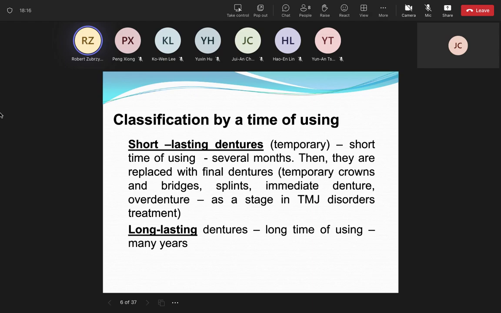Classification by a time of using it. First group is short-lasting dentures and second long-lasting. Short-lasting, in other words, temporary. So we have a short time of using, usually several months. Then they are replaced with final dentures, like temporary crowns and bridges, splints, immediate denture, overdenture, as a stage in TMJ disorders treatment, for example. And the second group, long-lasting dentures, have a long time of using, usually many years.